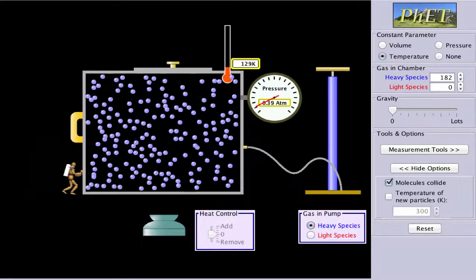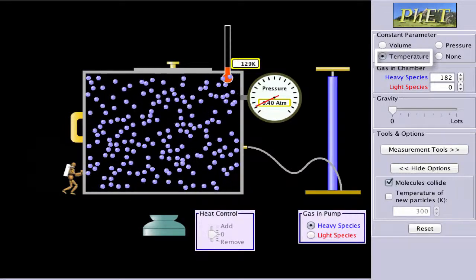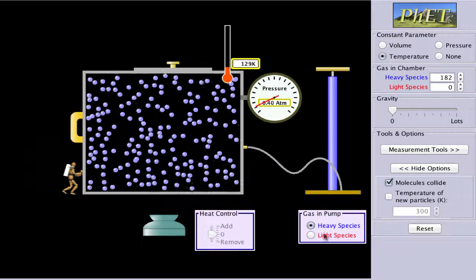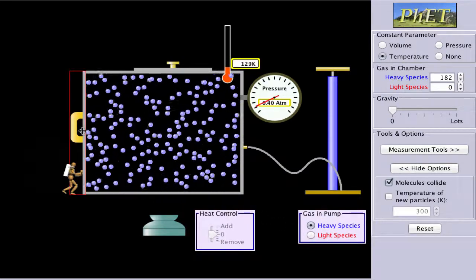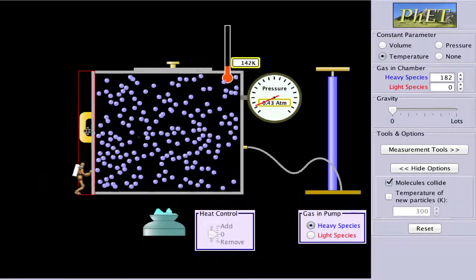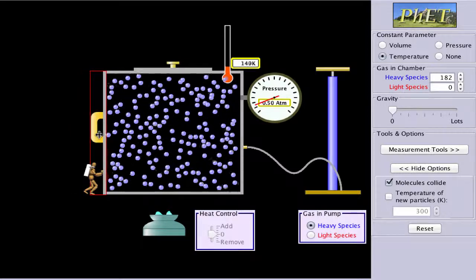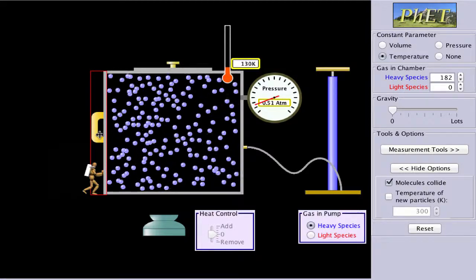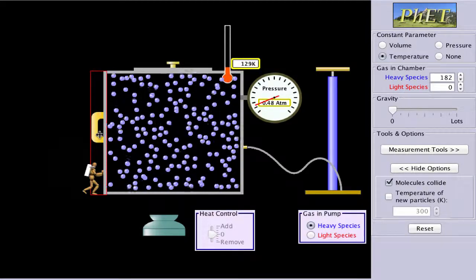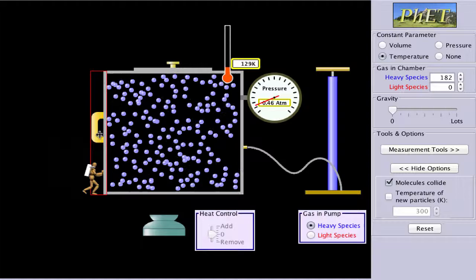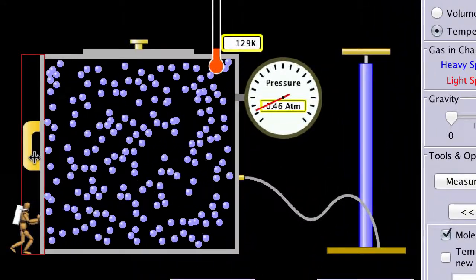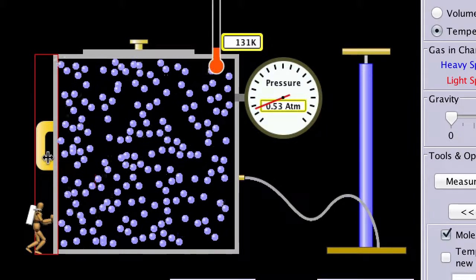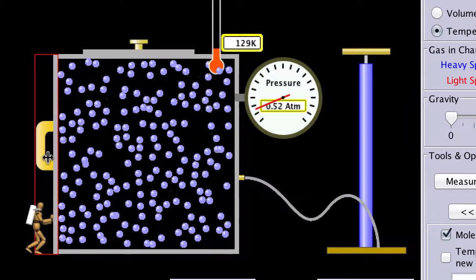Now, when the temperature is held constant, watch what happens when I decrease the volume of the container. So now, as I decreased the volume of the container, we went from about 0.41, 0.42 atmospheres, and we've increased significantly. If I continue to decrease the size, notice that my pressure continues to go up.